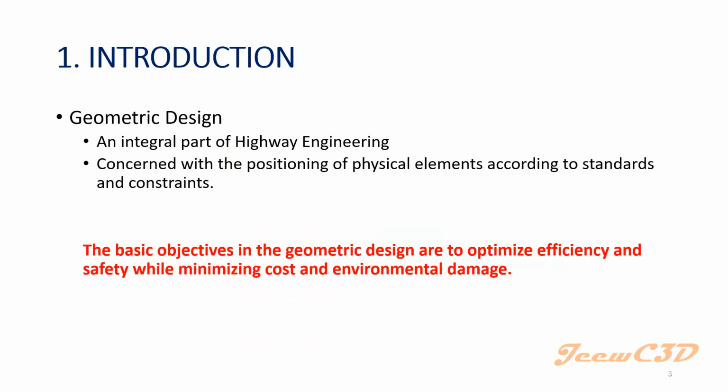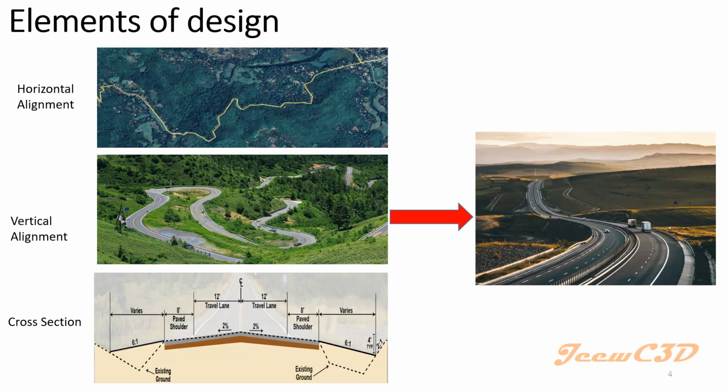What are the elements we talked about in the previous slide? I told you we are concerned with positioning physical elements. So what are these physical elements? There are three: horizontal alignment, vertical alignment and cross-section. Horizontal alignment is the one we see from a plan view. If you see a road on Google Maps or Google Earth, you will see the road something like this. You can't see any elevations here, just a plan. You can see the straight portion, then the curved portion. You only see the plan view of the road, no elevations. That is called the horizontal alignment.